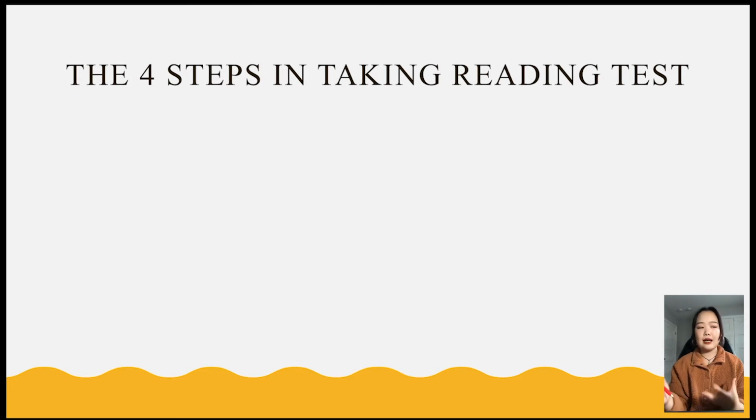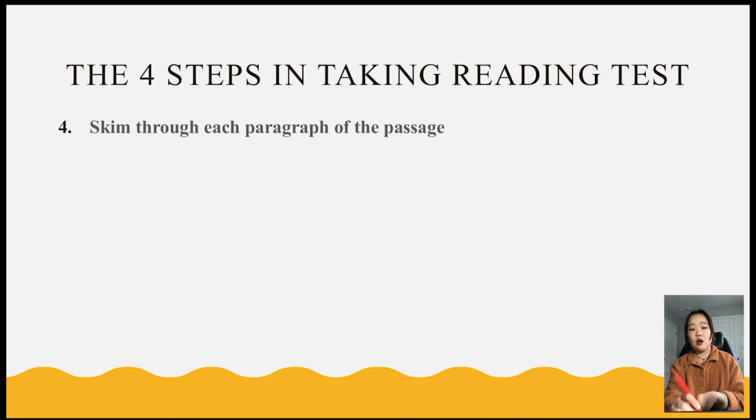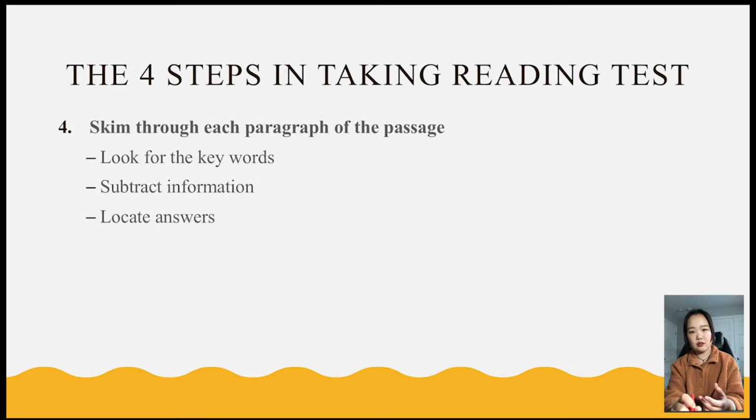Okay, now that we have highlighted the keywords in the questions, we've skimmed through the title, skimmed through the passages, it's time to actually read the passage. Step number 4, skim through each paragraph of the passage. Why skimming? Obviously, you don't have enough time to read through every single word in the passage. So when we're skimming, look for the keywords you just circled in the questions. And also, in this step, your goal is to subtract information from the passage to locate the answer of each question.